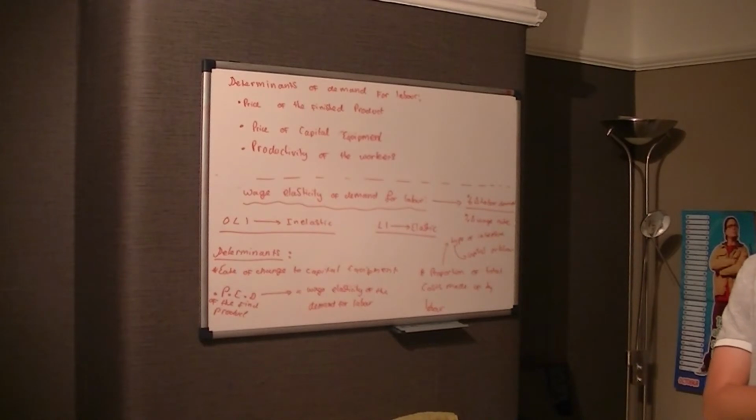Determinants: how easy is it to switch between them? So if the wage rate increases, would the firm be able to easily replace the worker with some kind of capital equipment? Another one could be the price elasticity of demand of the final product, because we talked about how the determinant of labour demand is reliant on the price of the final product, because labour is a derived demand.